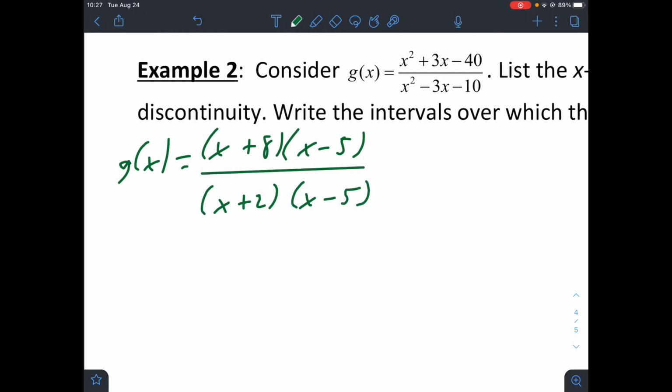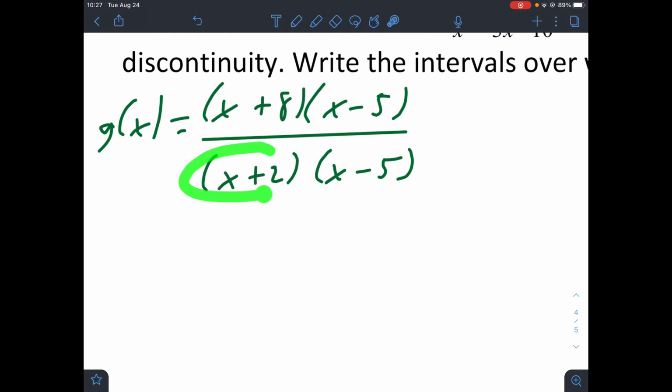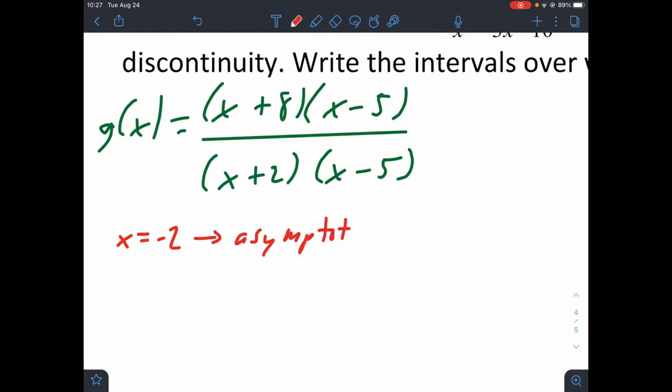And we can see there's going to be 2 discontinuities in this graph. One at -2 and one at +5. Now we've got to figure out which one is removable or which one is not removable, or if they're both the same. Let's think about what's happening on this graph at -2. If you put -2 into our equation, we're going to get some number in the numerator and we're going to get 0 in the denominator. So that means there's going to be a vertical asymptote at -2.